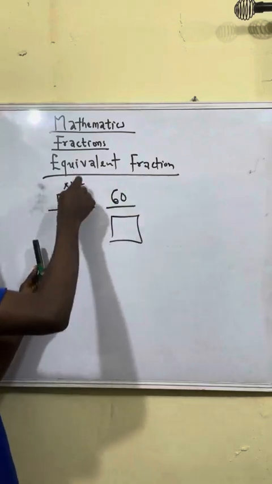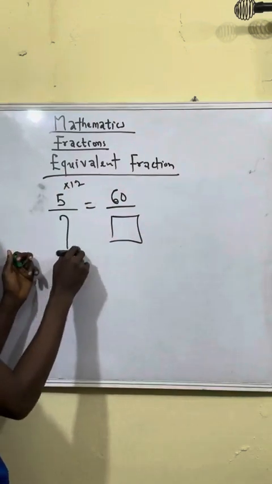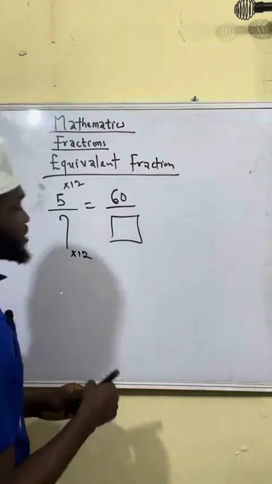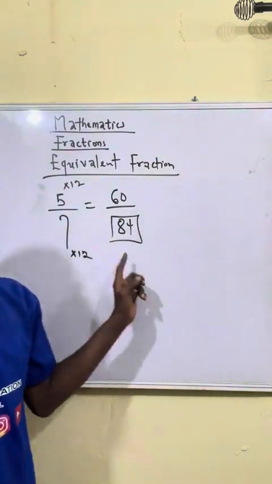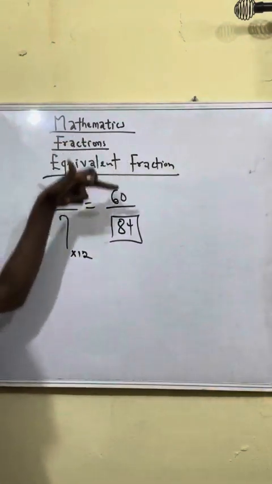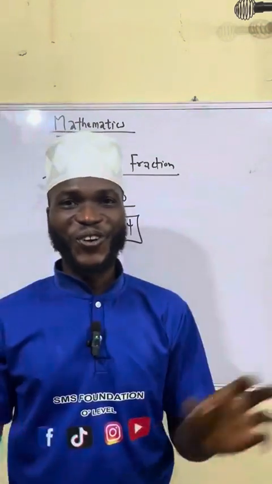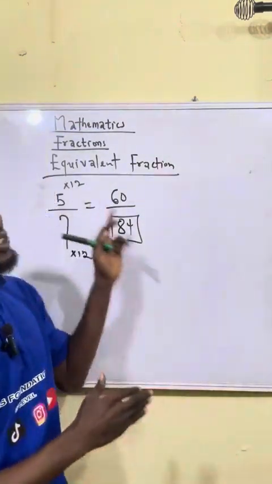However, I will now use this same 12 to multiply 7 to get what is here. That means 7 times 12 will give me 84. So what we have here is going to be 84. So 5 over 7 is equal to 60 over 84. This is one of the applications of equivalent fraction.